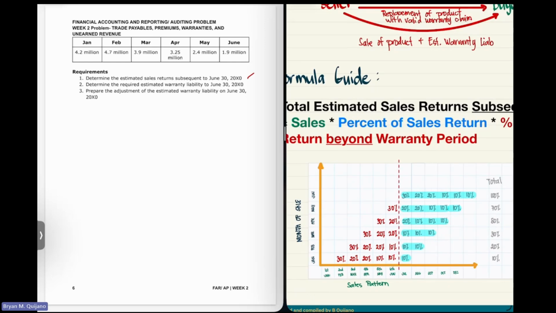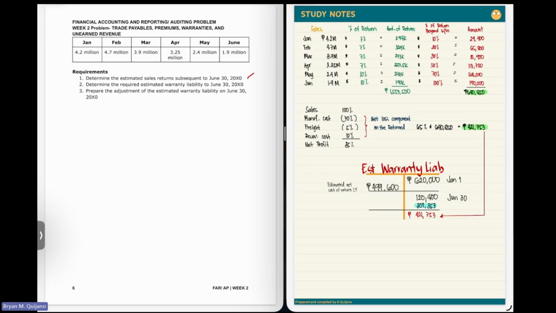Okay, we have here 10% as percentage beyond June 20x0. Then likewise with February, the first month is 30%, 20%, 20%, and 10%. Then beyond the June, it's 10% and 10%. So total of 20 following our sales pattern. So that's why it's 100. For May, it's 70. For April, it's 50. For March, it's 30. For February, it's 20. And January, it's 10.